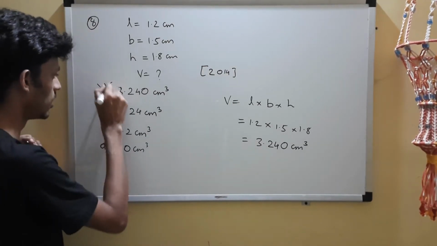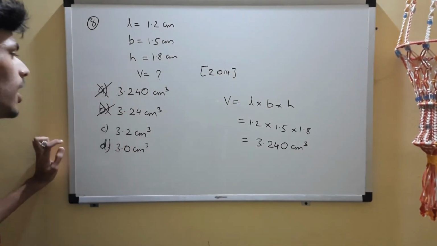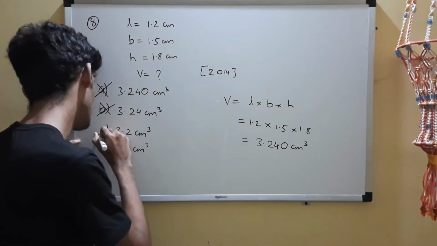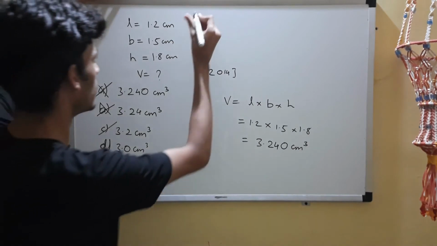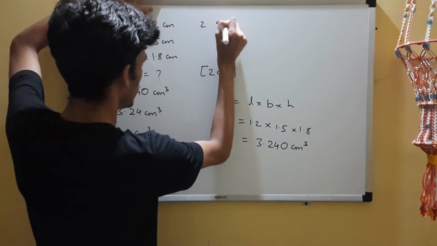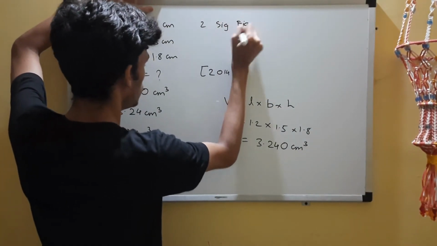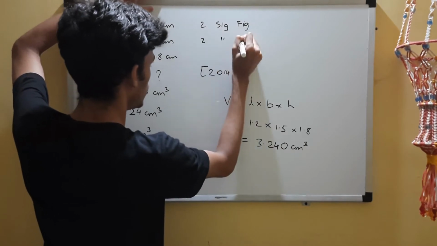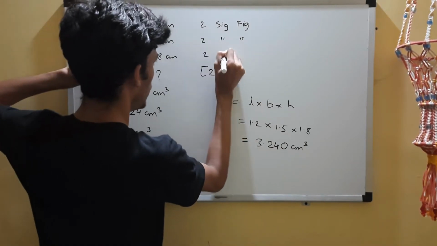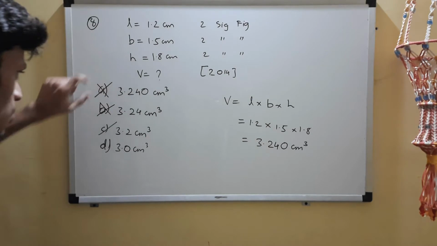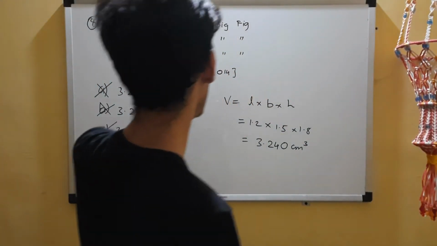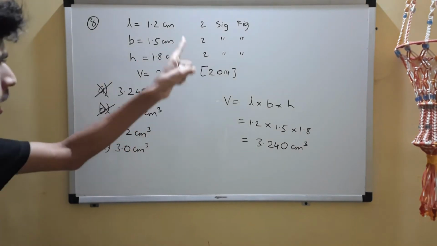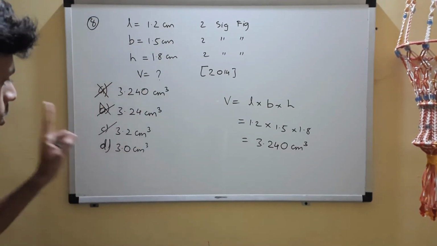So this is not the correct one, even this is not the correct one. Those who know significant figures will know that C is the correct answer, because length has two significant figures, two sig figs. This also has two significant figures. Breadth, height also has two significant figures. So the answer will not have more than two significant figures. Rather, it will have the least among them. Since all of them have two, the answer should also have two.